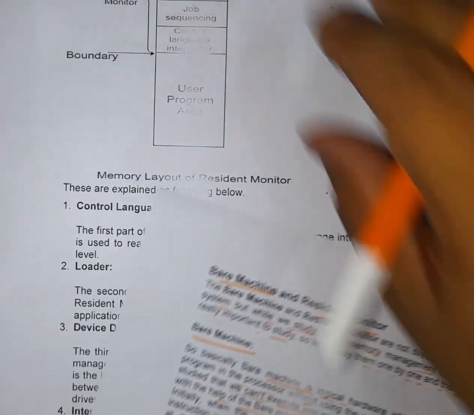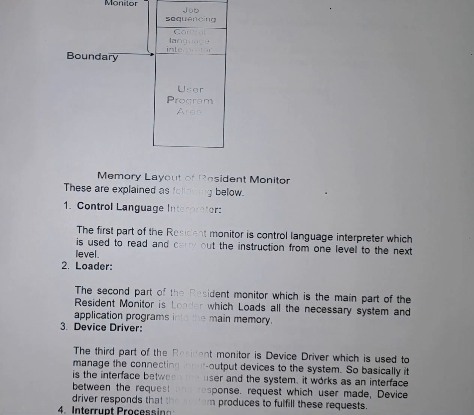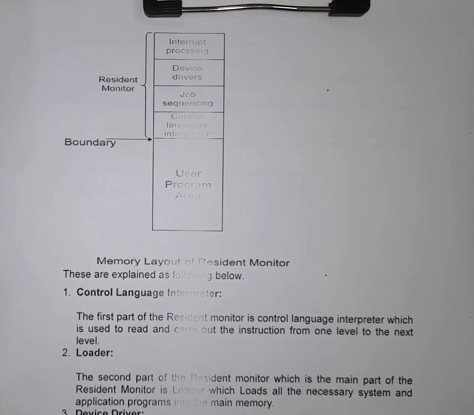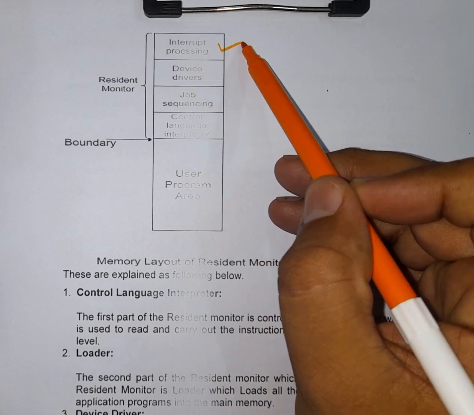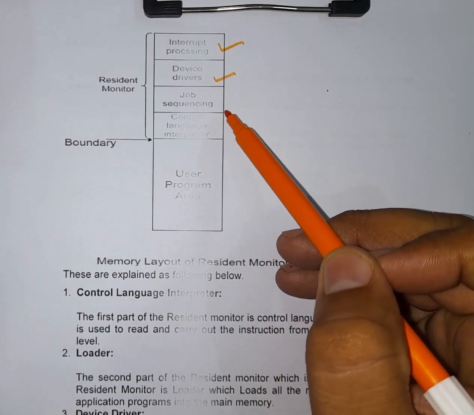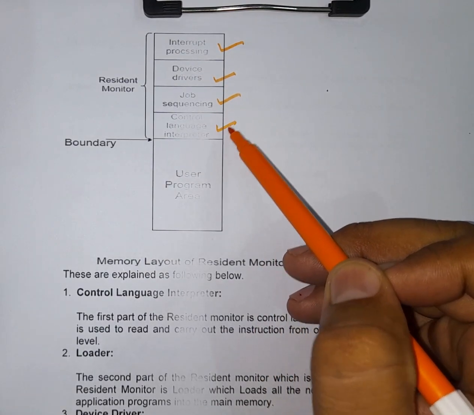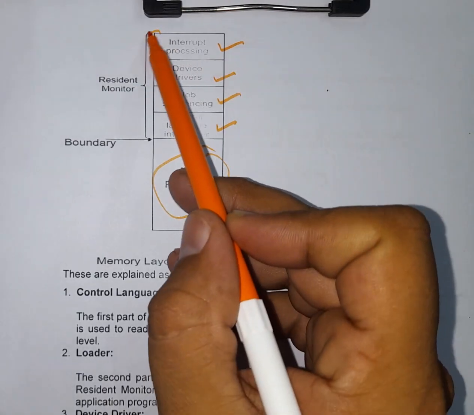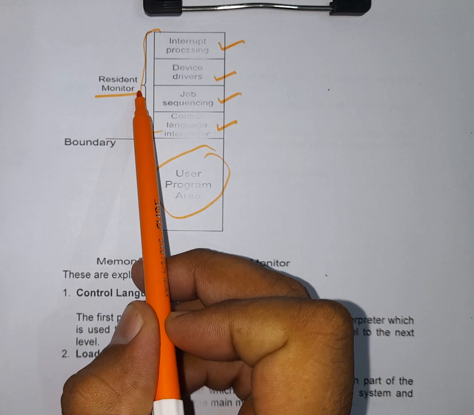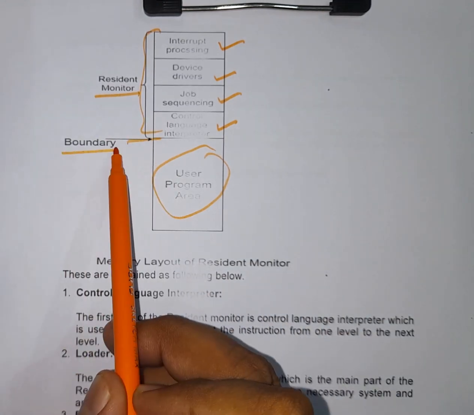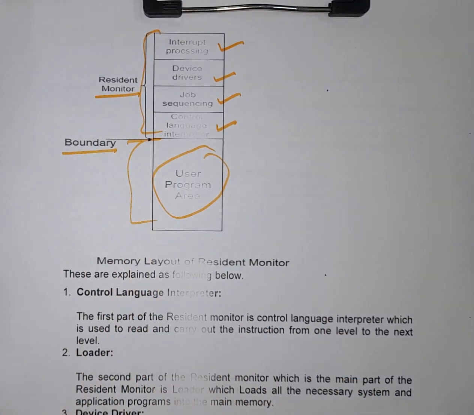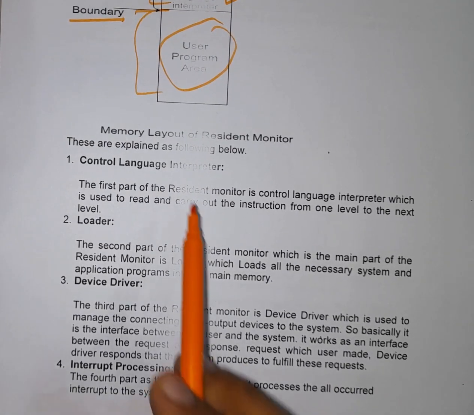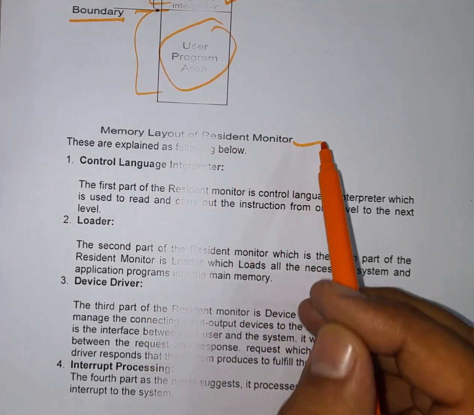Then after, we will discuss how the resident monitor works. In the resident monitor, first is the interrupt processing, device driver, job sequencing, control language interpreter, then after that the user program. The above three are the resident monitor and this is the boundary, and the lower part is the user program area. Then after, the memory layout of the resident monitor.